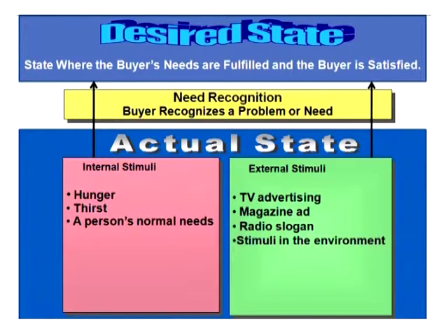Once this need is recognized, this leads to the desired state, a state where the buyer's needs are fulfilled and the buyer is satisfied. We can relate this back to the two examples of the man watching a movie and a lady wanting different types of jewelries.